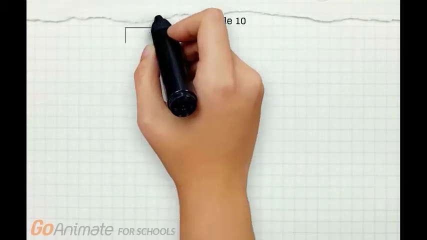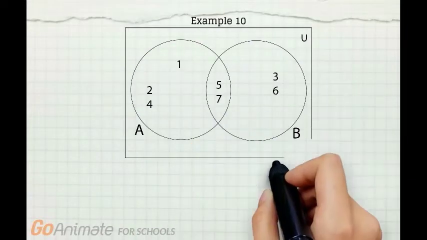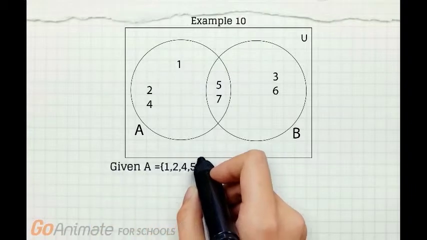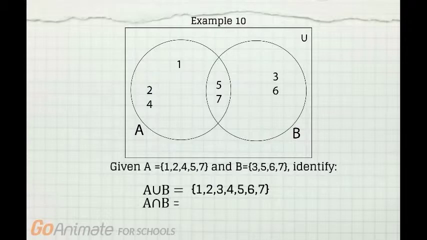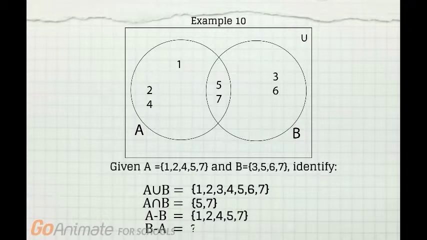In a Venn diagram, given two sets, A equals {1, 2, 4, 5, 7} and B equals {3, 5, 6, 7}, identify A union B, A intersect B, A difference B, and B difference A. The answers are illustrated on the screen.